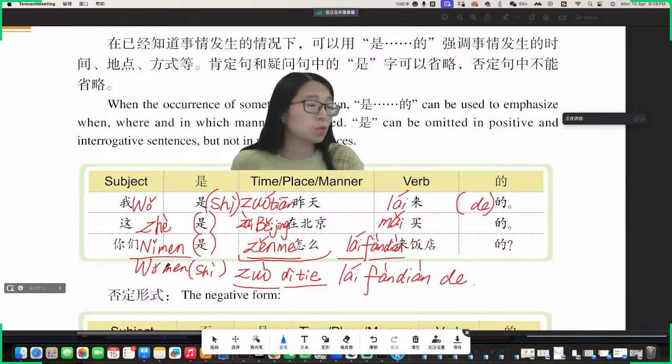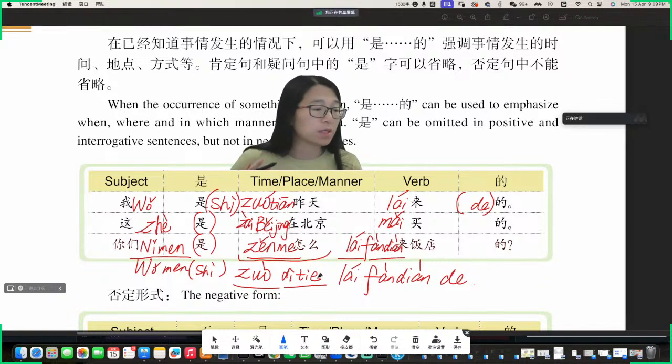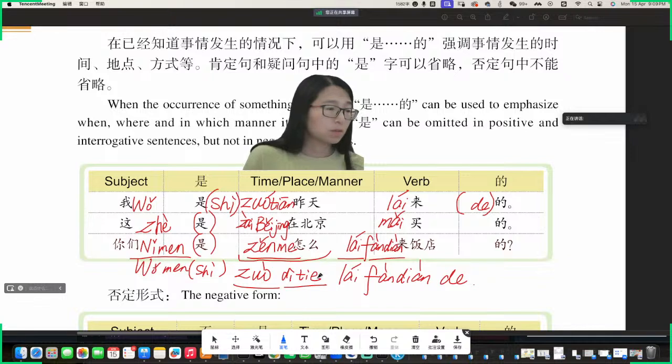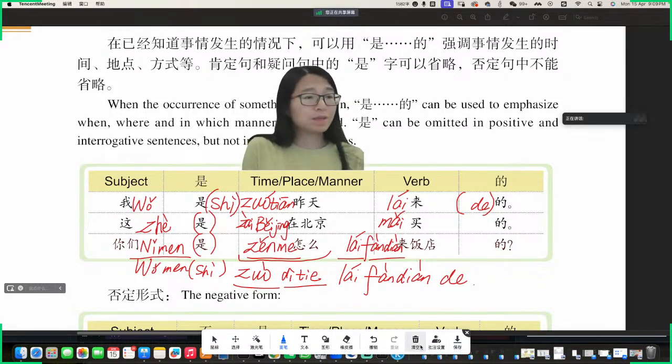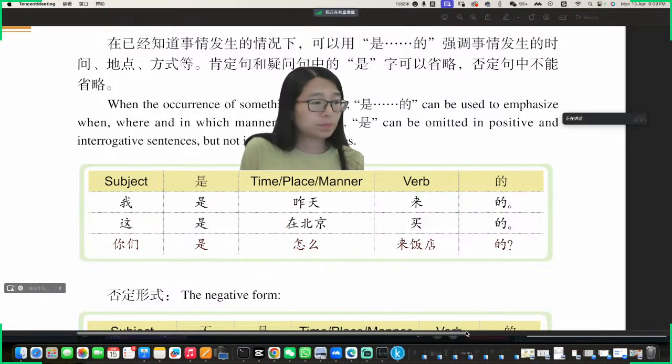So 你们, you change to 我们, and 是, you can keep it or you can omit it. And 怎么, that is a question, and here you answer it. 坐地铁, which means take metro. 来饭店, come to hotel. 的. So 我们坐地铁来饭店的, or 我们是坐地铁来饭店. If you use 是, you emphasize the way, how you come. You come by metro, not by car, not by taxi, not by walking. So you emphasize the way. So clear, guys? I hope you know how to use this structure 是的.